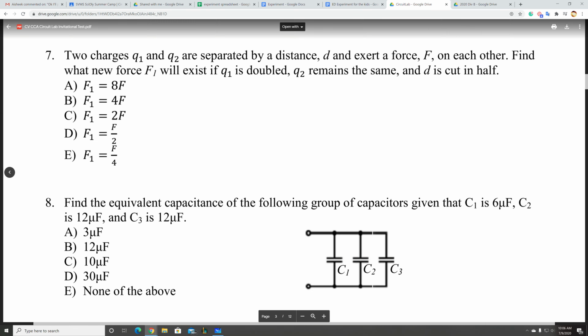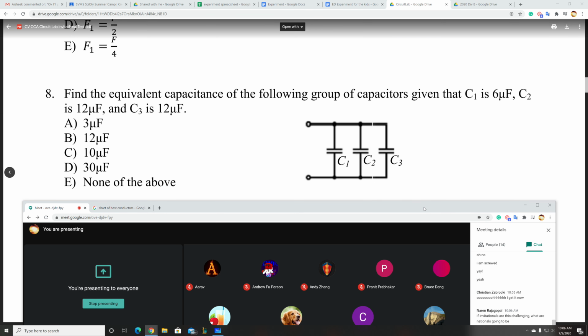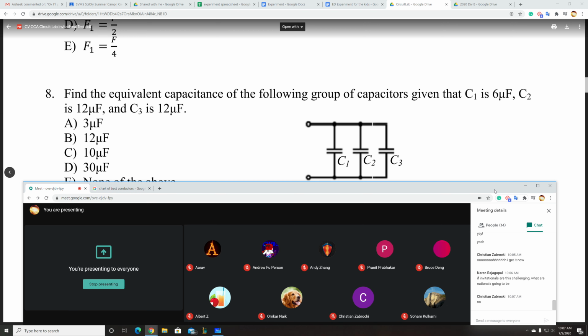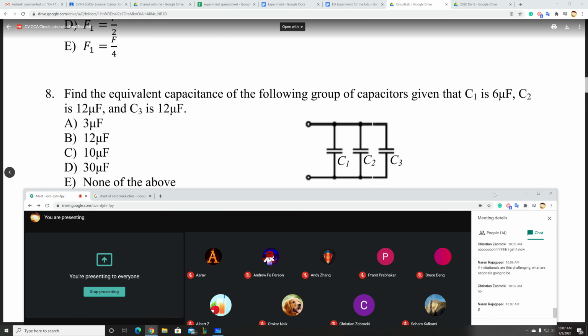Okay, now back to this question. I believe James probably taught you this. James taught you guys this, right? I'll give you a brief explanation. When capacitors are in parallel, you just have to add them up. It's the opposite of resistors. When capacitors are in series, you treat them like resistors in parallel.